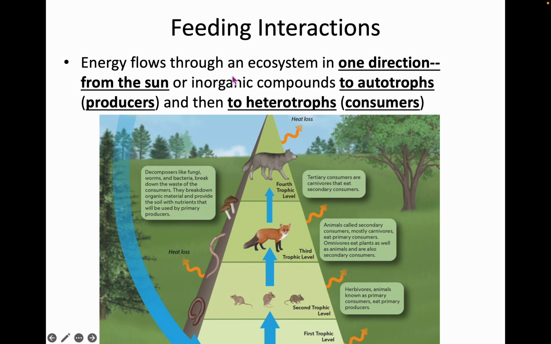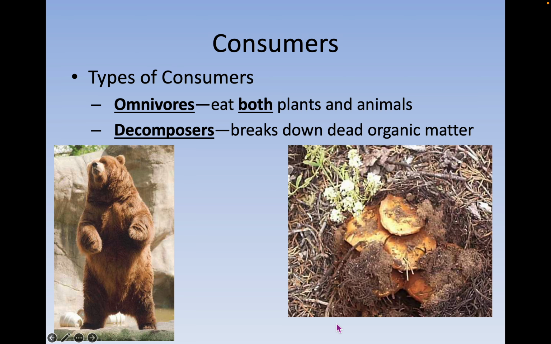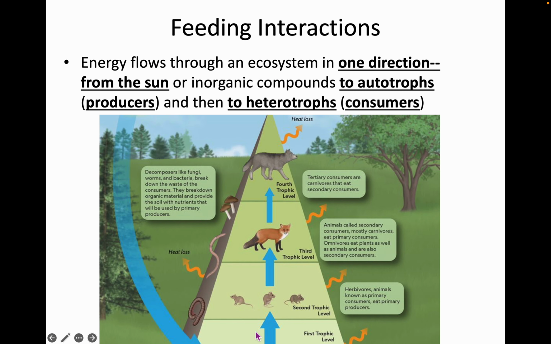Feeding interactions. So energy flows through an ecosystem in one direction, from the sun to autotrophs and then to heterotrophs. So the sun's always the source of our energy, and our first trophic level is going to be our producers. And then we have our herbivores that eat the producers. And then the next level is going to be the carnivores that eat mostly the primary consumers, so the organisms here. And they might eat plants too. And then our higher level is going to eat the lower. So basically each level eats every other level. This should be review from stuff that you have learned in the past.